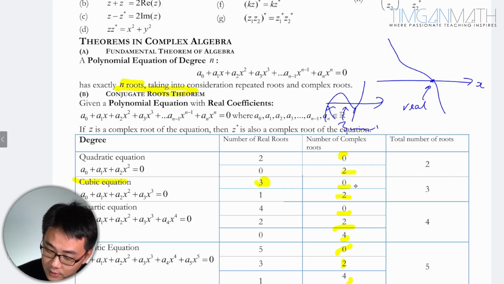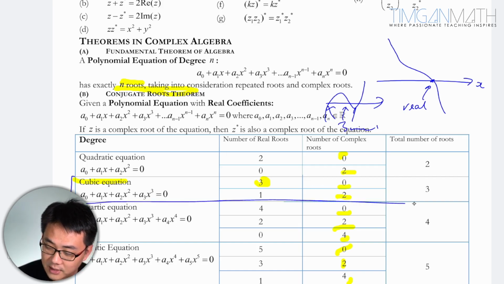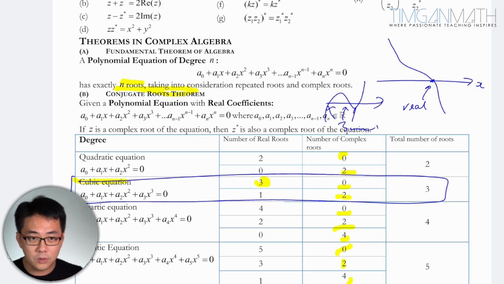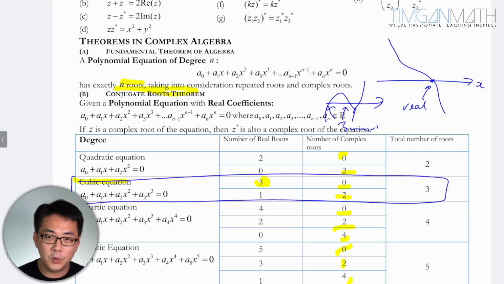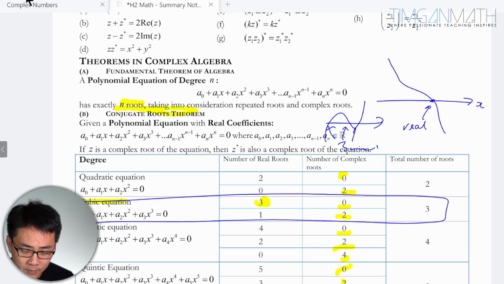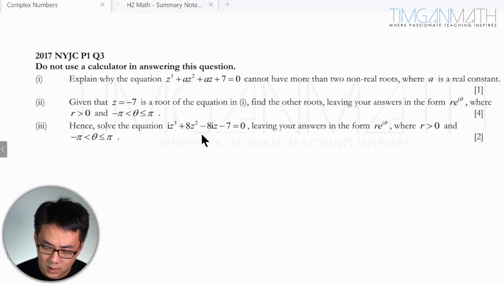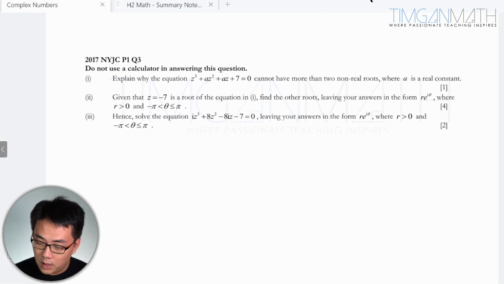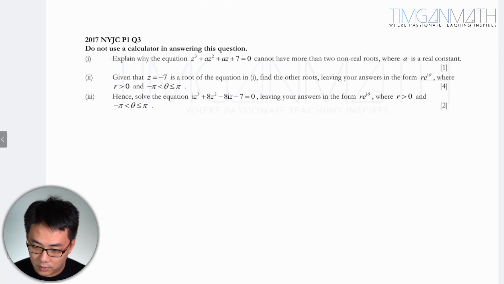So for a cubic curve, this tells you that it definitely cuts the x-axis. If you want to really expound on it, it means that you have to have 1 real root. No matter how you draw the cubic curve, you will always cut the x-axis. Okay, so they may ask you, explain why this equation will always cut the x-axis. It's the same explanation. So since this is what you write, I'm just going to type because it's faster.